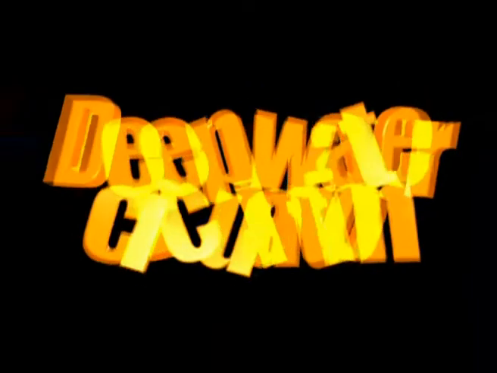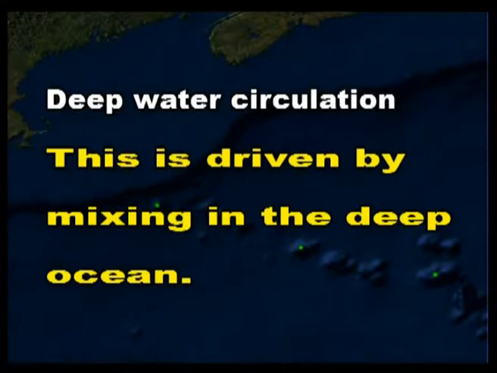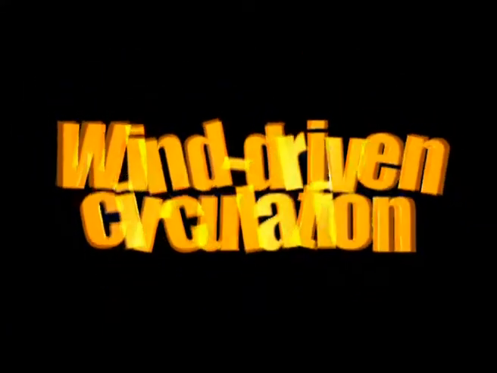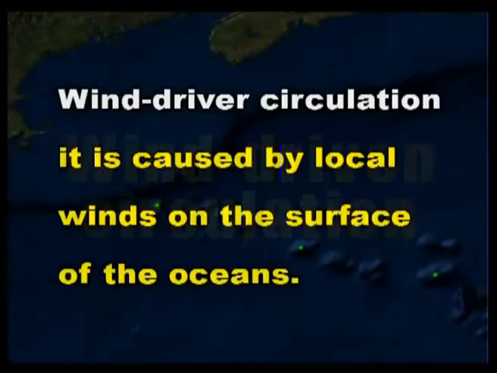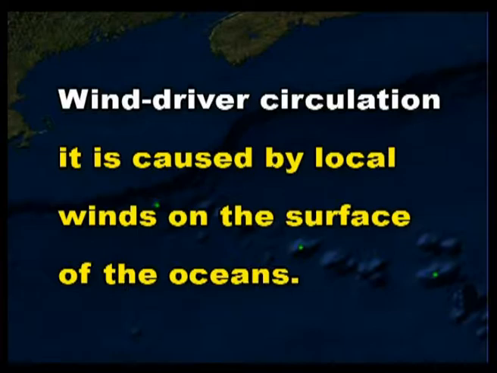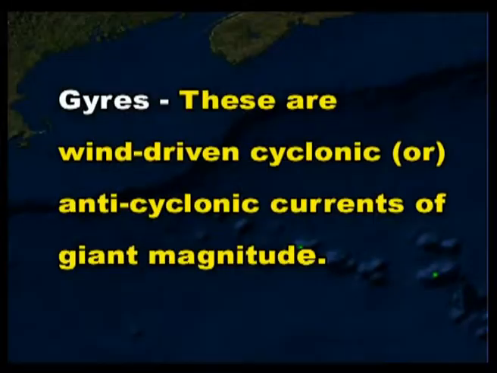The second one is the deep water circulation. This is driven by mixing in the deep ocean. The third one is the wind driven circulation. It is caused by local winds on the surface of the oceans. The fourth one are the gyres. These are wind driven cyclonic or anticyclonic currents of giant magnitude.